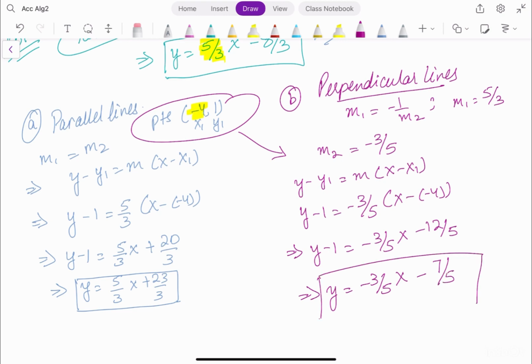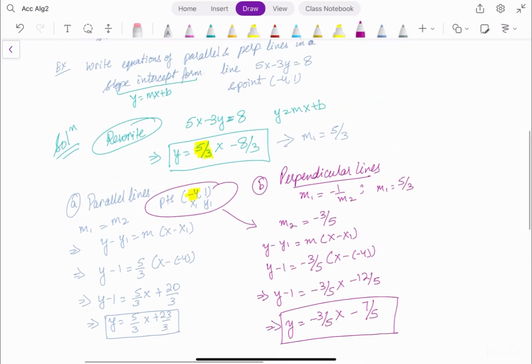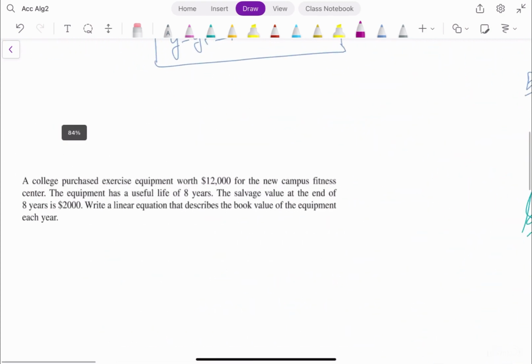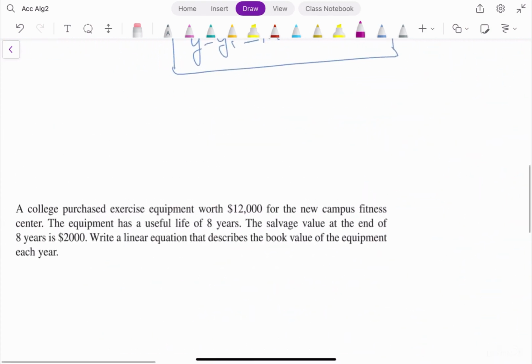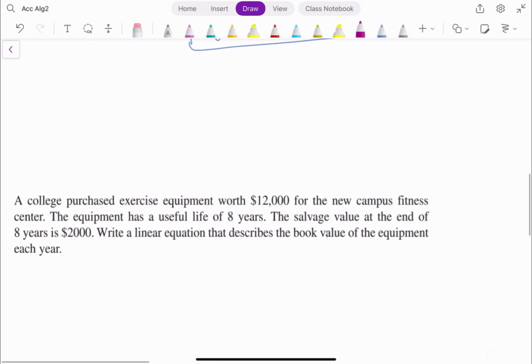In the question, they asked you to write the parallel line and the perpendicular line, but in the slope-intercept form. Now, why it is important to review everything for extra algebra 2 is so that we can apply these understandings with the application. Let's take this example. So take a minute or two and read the question and highlight the important points.